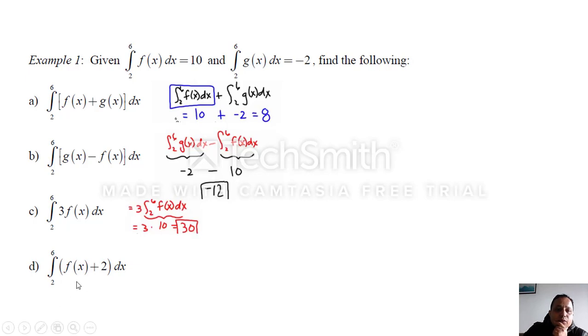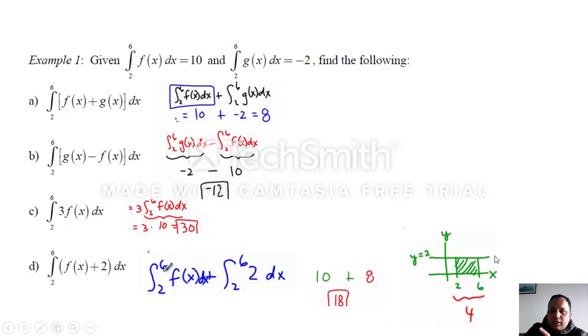Now the third one, if you separate this one, this will be the integral from 2 to 6 of f of x dx plus the integral from 2 to 6 of 2 dx. Now for the first one, we know the value is 10, but how about the second one? If you remember the Riemann sum, and if you try to draw a curve for this one, this is y equal to 2, this is a function, and this is 2 to 6, so 2 to 6 is the difference here. So the difference between 2 and 6 is 4, that gives you the width, and the height is 2, and you know, using the area of a rectangle, you can get the area of this one, which is 8.